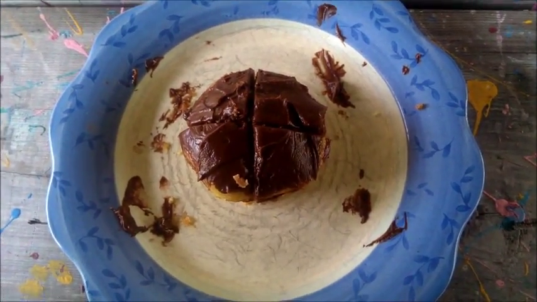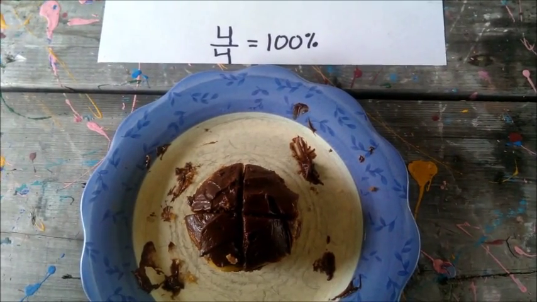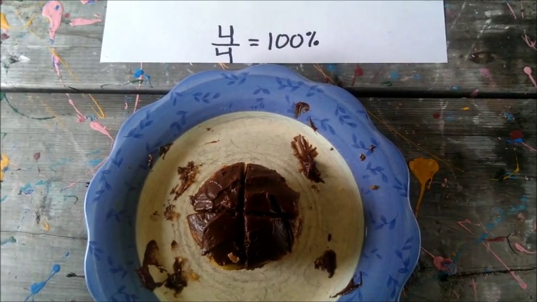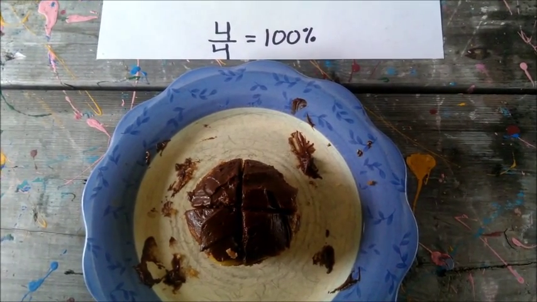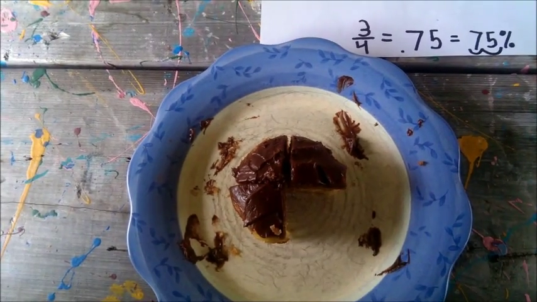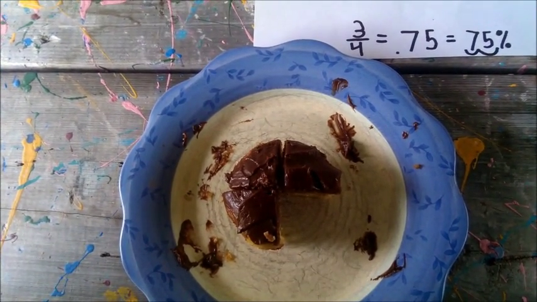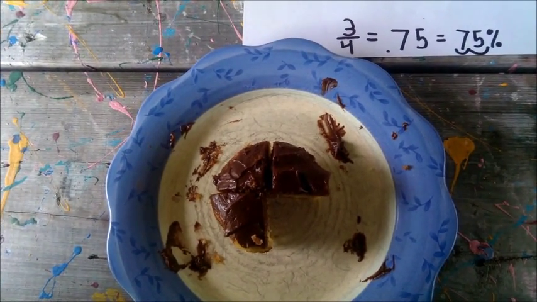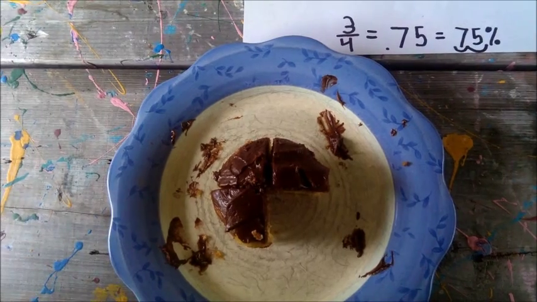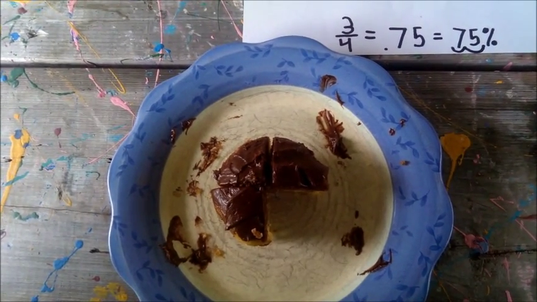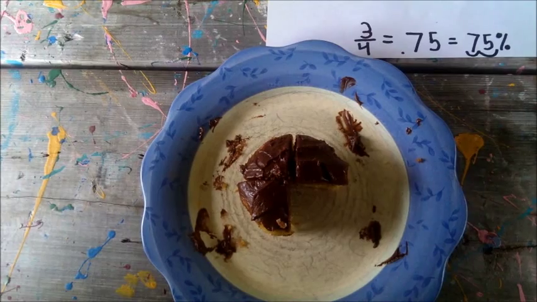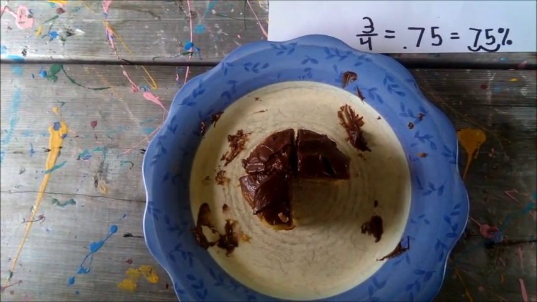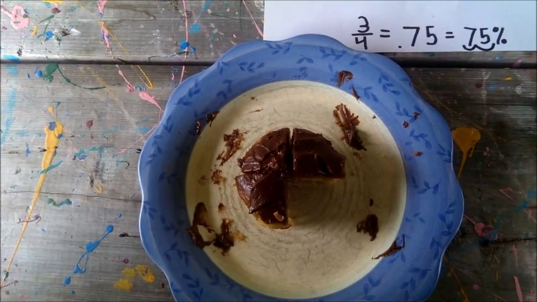Let's talk about percents. Right now, I have 1 cupcake cut into 4 pieces, which is 4 over 4, which equals 100%. If I eat 1 piece of the cupcake, that leaves me with 3, which equals 3 over 4. 3 divided by 4 equals 0.75. And to turn that into a percent, you move the decimal place over twice to the right. That will give you 75%.